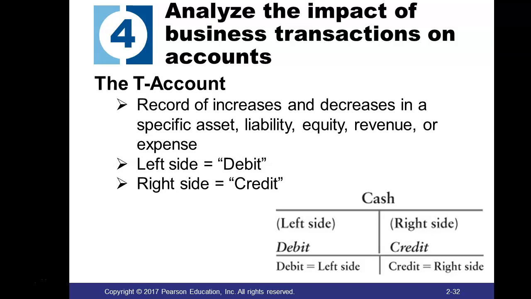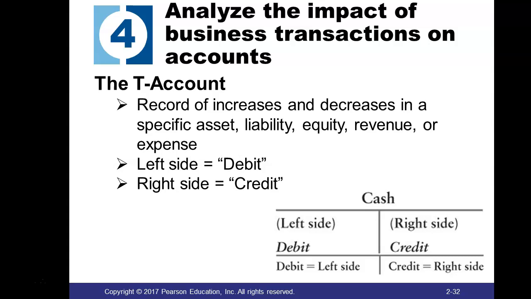So when we record increases and decreases in assets, liabilities, equity, or revenues or expenses, we need to understand how they are shown within a T account. If we record a transaction on the left hand side, it's going to be a debit regardless of what account it is, whether it be asset, liability, equity, or revenue. If we record a transaction on the right hand side, it's going to be a credit. So the main thing is debits on the left hand side, credits on the right hand side.